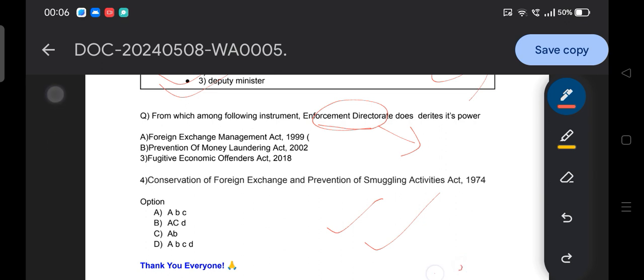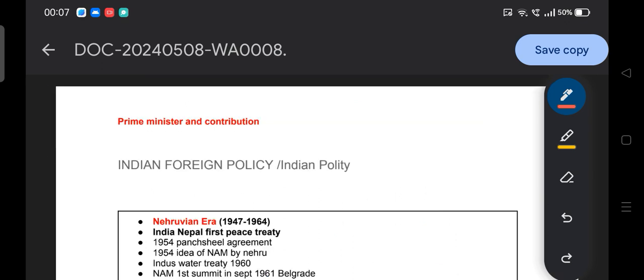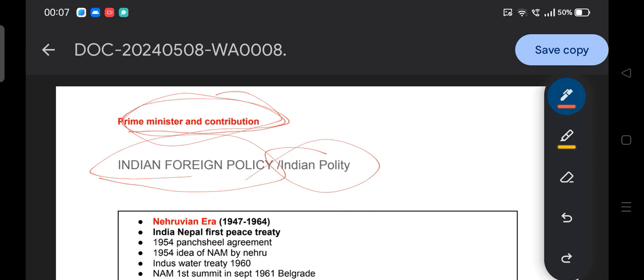Are you guys ready? I am also ready. Let's start. And guys, this is the table of our prime ministers and their contributions. I have arranged the table in such a way that both things are going to be covered, Indian foreign policy and Indian polity. Guys, I would like to apologize here, I am also covering foreign policy, because under the prime minister heading we are going to discuss both, Indian foreign policy and Indian polity.